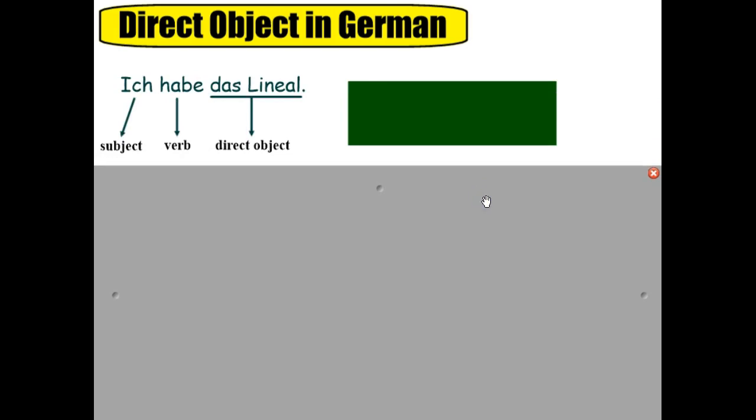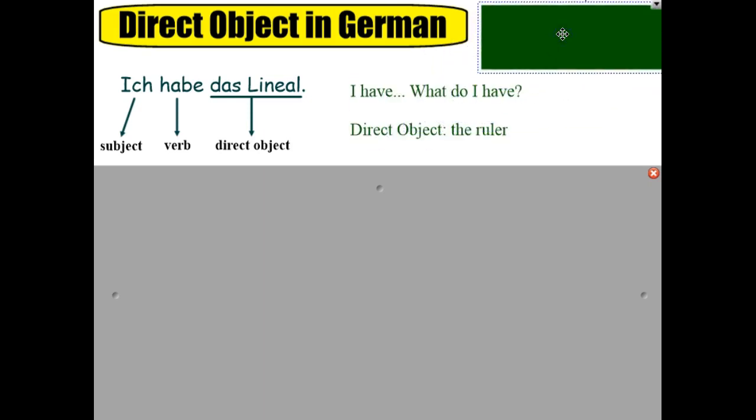Ich habe das Lineal. We can do that question again. I have, what do I have? The ruler is the direct object. So: ich habe das Lineal.